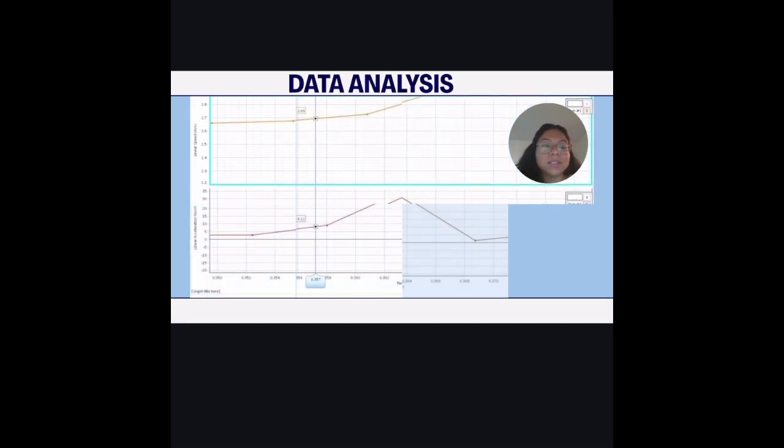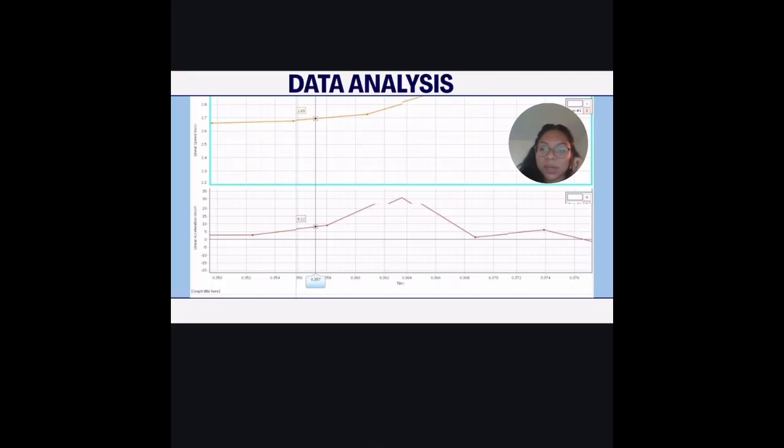So again, this is just the same graph, it's just zoomed in. For our speed, it was 2.69, and then our time was 0.357 seconds. So it just shows the connection from the 2.69 speed to the 8.22 acceleration.